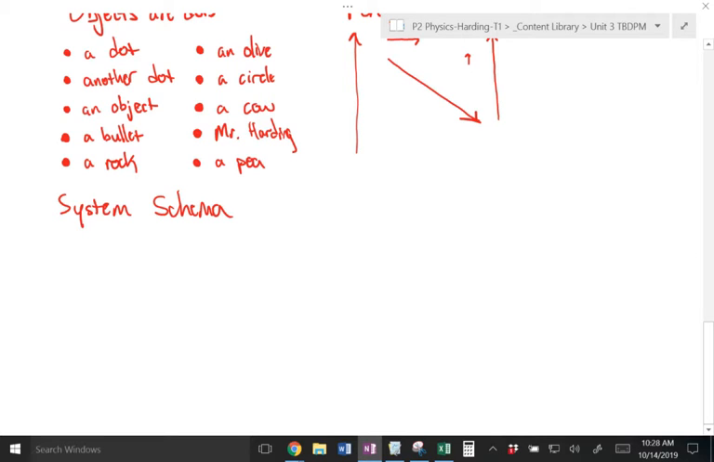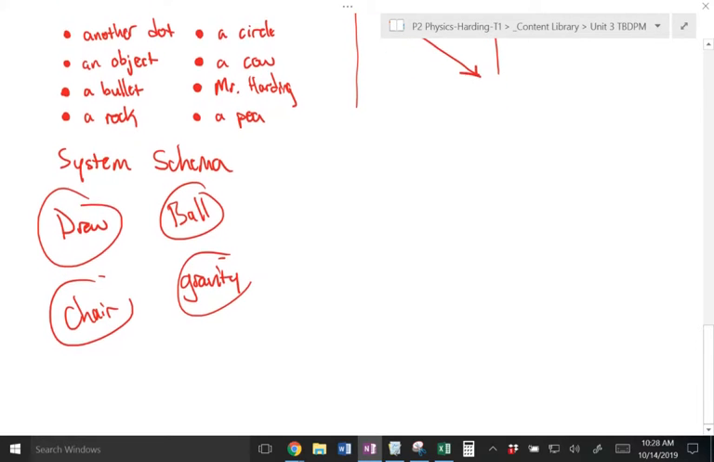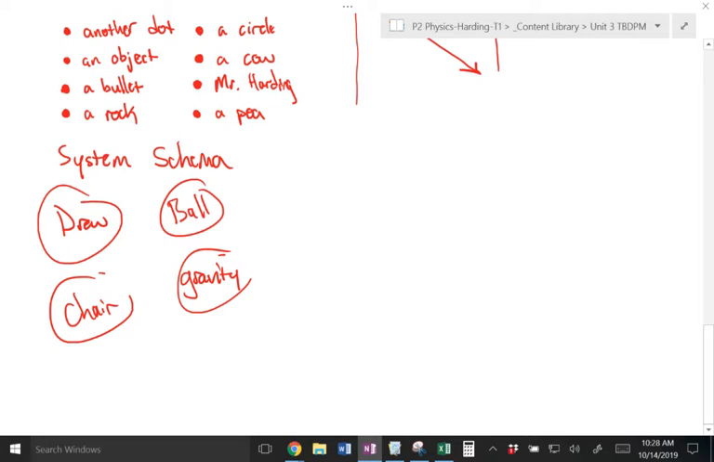What objects are interacting back there? Drew with the ball. Okay, so we've got Drew. We've got the emoji ball. What else is interacting back there? Gravity. The chair. Okay. Hannah, is there anything under the chair? The floor. His backpack. Okay. The floor. Oh, floor. Okay.